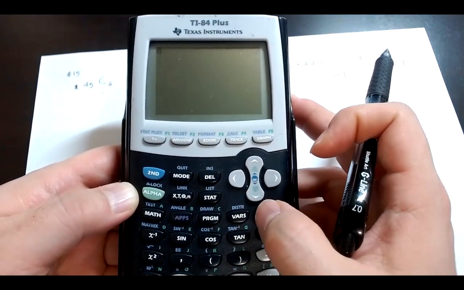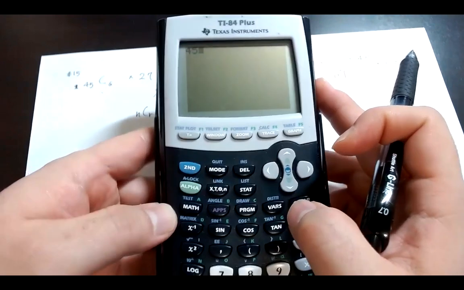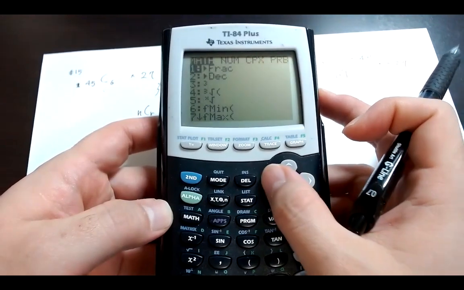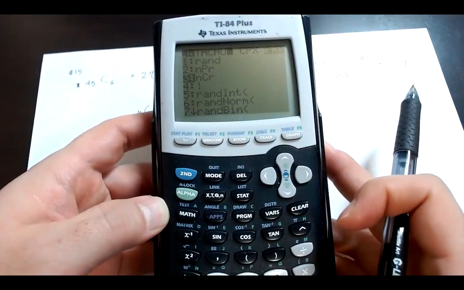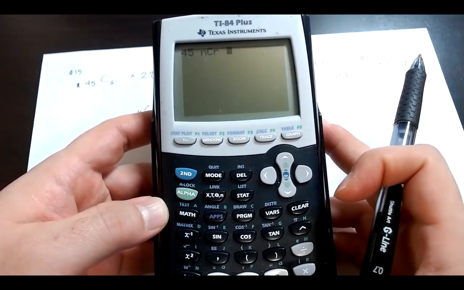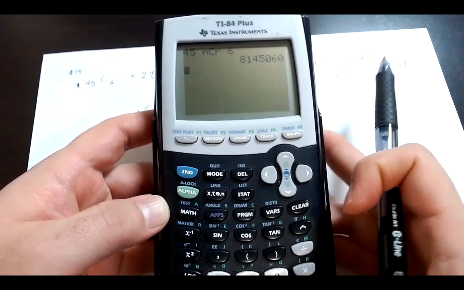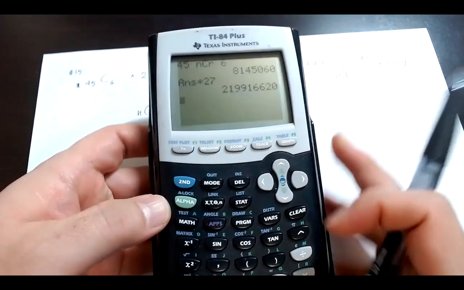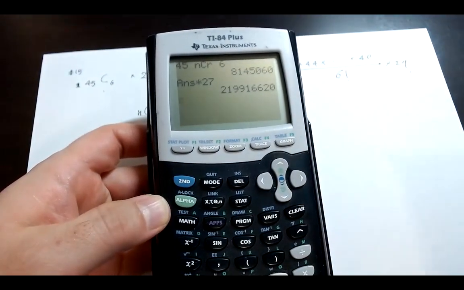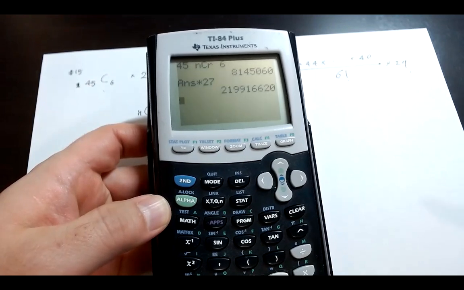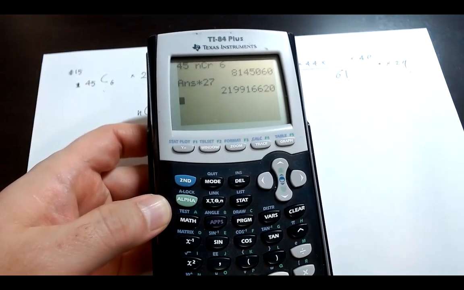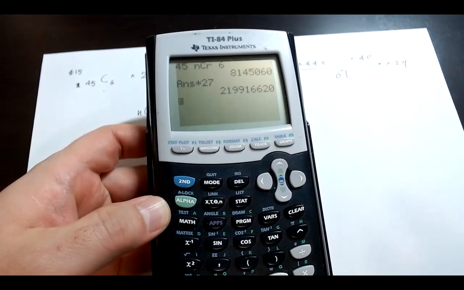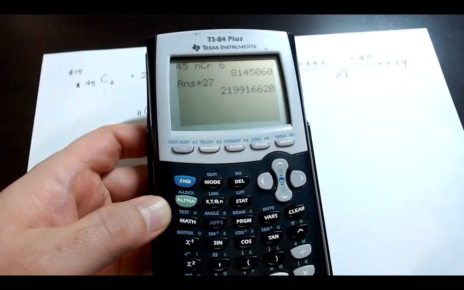First we enter 45, the number n. Then press math, and under the probability tab, we choose nCr, and then we type r, which is 6 in this problem, and then times 27. We got that number. It's huge, right? So what's the probability? In the lottery, there is only one winning ticket for the jackpot, so the probability is going to be 1 over that number.